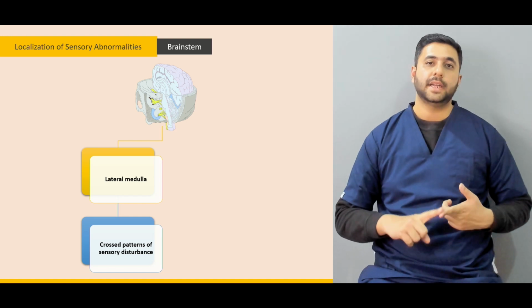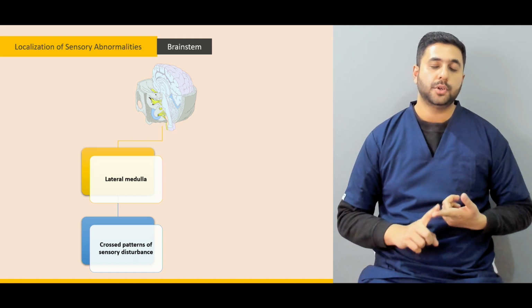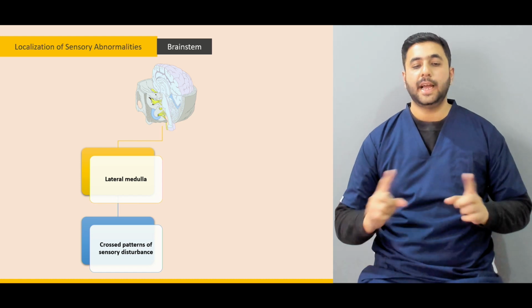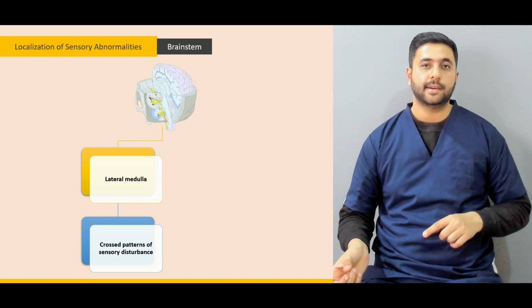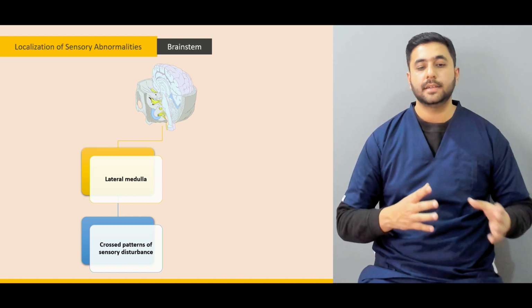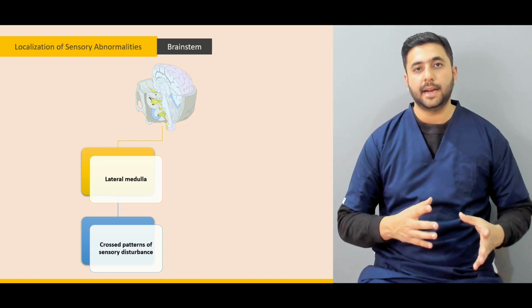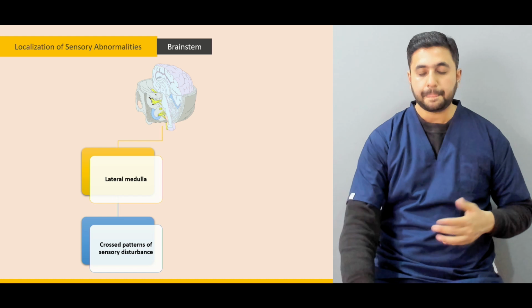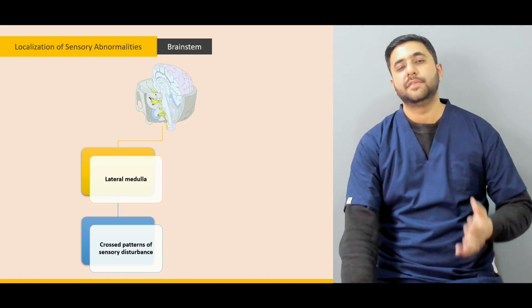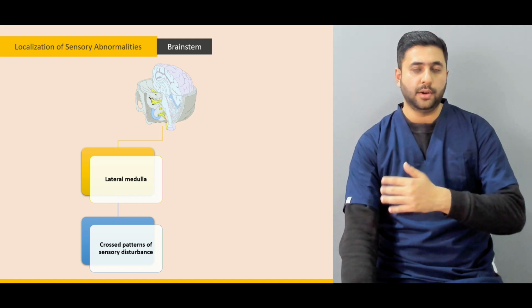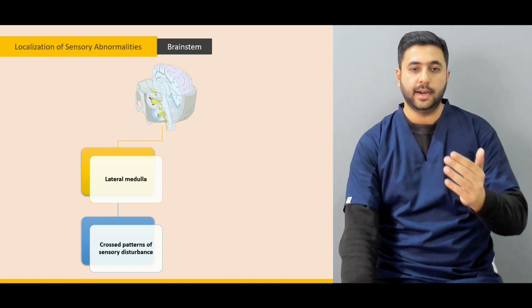The pain and temperature have crossed in the spinal cord, and the dorsal column and the medial lemniscus are traveling ipsilaterally. So we will have pain and temperature loss on the contralateral side and a loss of position or vibration touch on the ipsilateral side, and that's why it is called a cross pattern of sensory disturbance. Now at the level of the medulla, the fibers then cross, the dorsal column crosses to the other side, and all the sensations are carried in a contralateral fashion.